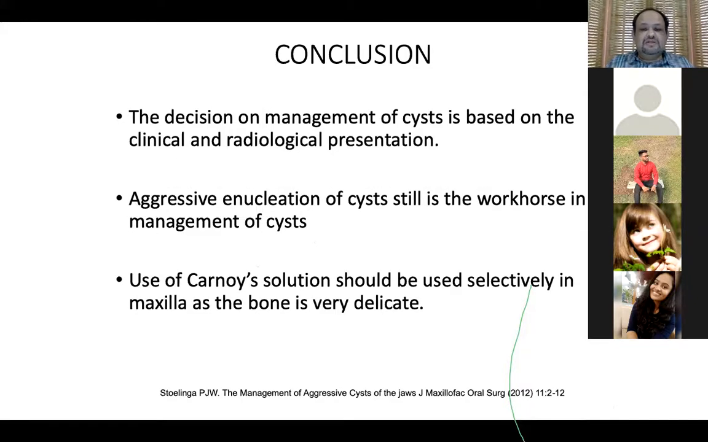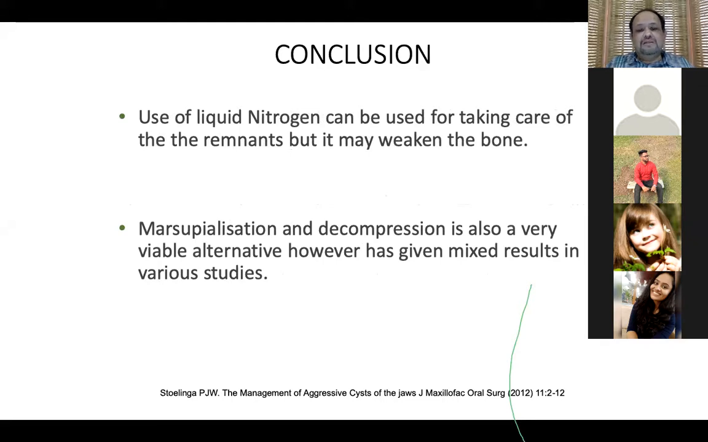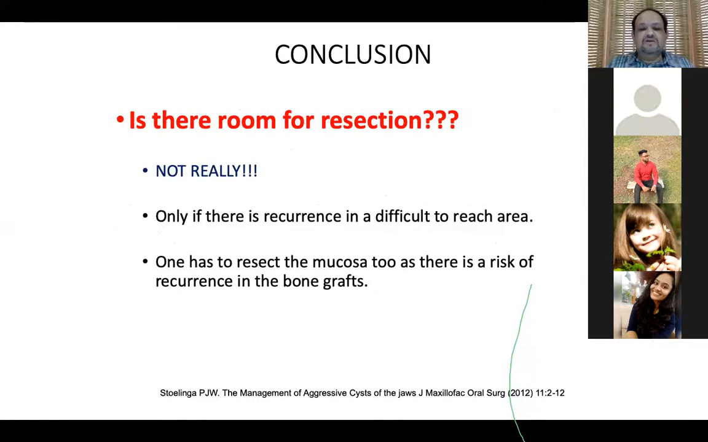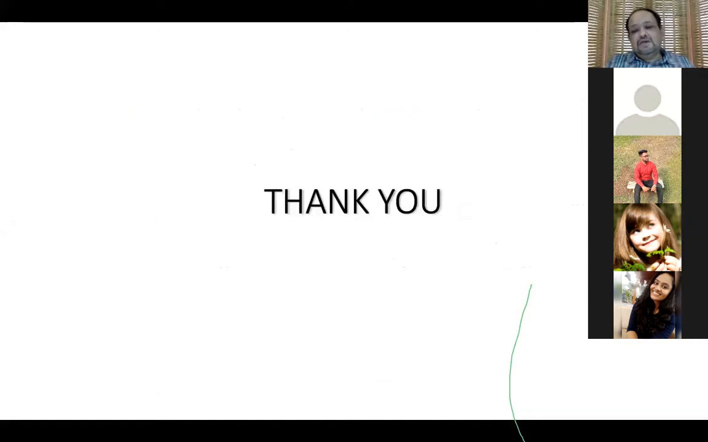In conclusion, the decision is based on clinical and radiologic presentation. Aggressive enucleation of the cyst is the workhorse. Even after you do marsupialization, when you do the Waldron's procedure, you have to go for enucleation. Use of Carnoy solution can be used selectively. At times, you can use liquid nitrogen because that can cause what is known as cryotherapy. But the workhorse is the enucleation. The room for resection is very limited. It's only for recurrent odontogenic keratocyst. And I thank you for your patience.